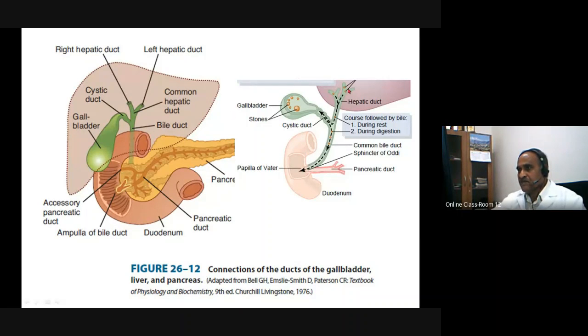Now if you are coming here, the same thing is here. This is the liver, these are the liver duct systems, and you have a gallbladder here. And the bile duct comes here and joins with the pancreatic duct, makes a common bile duct, or hepatic and pancreatic duct is a common duct, which empties into the duodenum through the ampulla of Vater. This is a brief about the anatomy of these things.